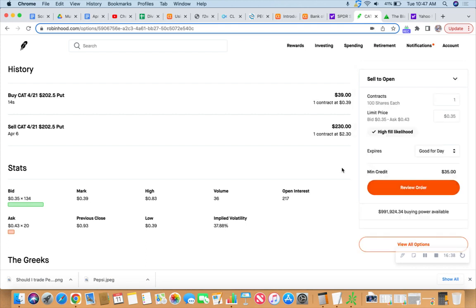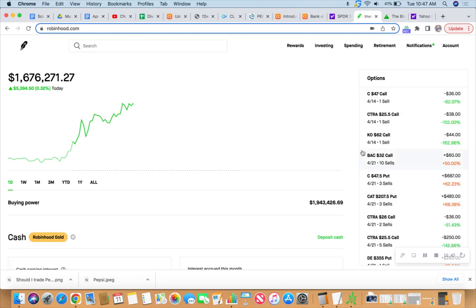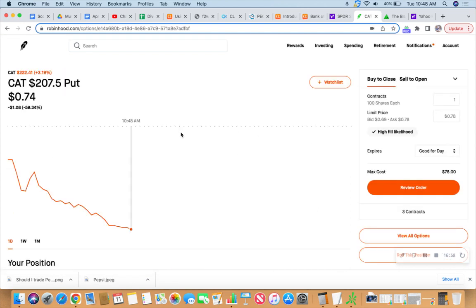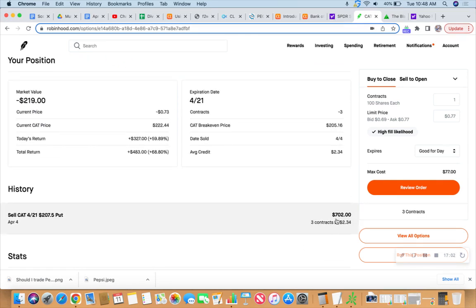And so while we're at it, let's look at the next Caterpillar. I think we have another Caterpillar on the board. We're not going to make nearly as much on it, right? It's the 207.50, but there's three of those contracts. So as far as actual dollar bills, we're going to make more money, because that's approximately a $480 profit. We collected 702 on that trade on April 4th. That was 7 days ago. It will cost us approximately $219 to get out of this trade.